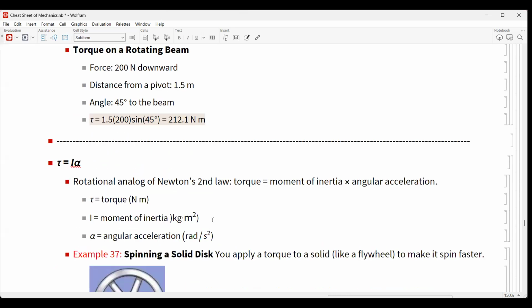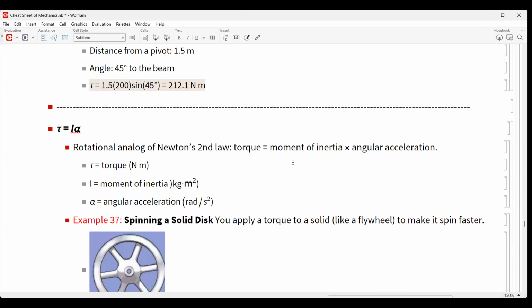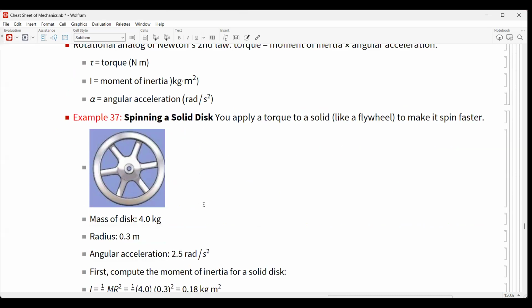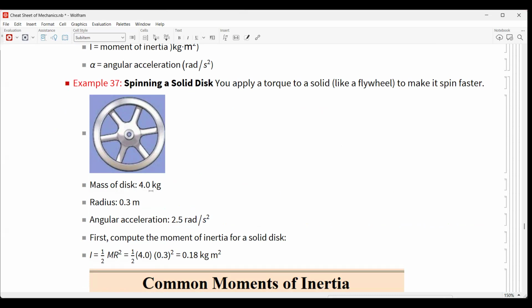A rotational analog of Newton's second law: torque is equal to the moment of inertia times the angular acceleration. Here tau is the torque, I is the moment of inertia, and alpha is the angular acceleration. Spinning a solid disk: you apply a torque to a solid disk, like a flywheel, to make it spin faster. The mass of the disk is 4.0 kilograms, the radius is 0.3 meter, and the angular acceleration is 2.5 radians per second squared.